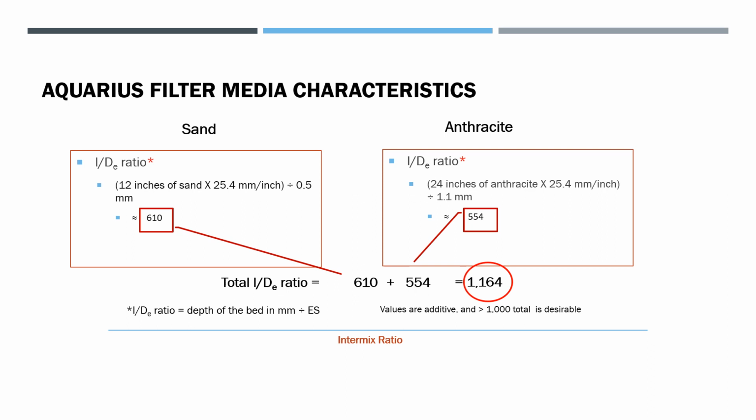The intermix ratio calculation is also very important. We remember from previous modules that we wanted to take the D90 coal size and divide it by the D10 sand size, and that ratio should be somewhere between 3 and 3.5 for a good dual media filter. When we do these numbers, we take the D90 size of the coal, which was 1.669, divided by the D10 sand size of 0.514, and we come up with 3.25, which is right in between that value of 3 to 3.5.